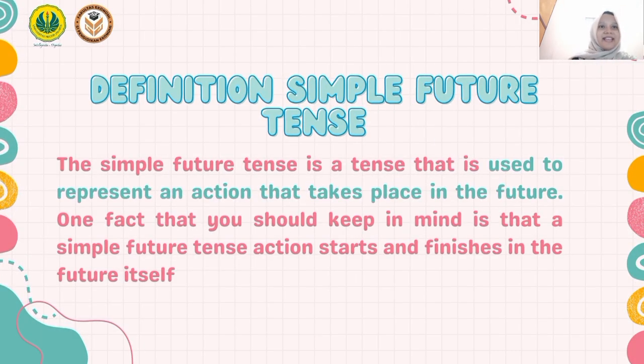Simple future tense is a tense that is used to represent an action that takes place in the future. So one fact that you should keep in mind is that simple future tense starts and finishes in the future itself. So both the start and the end are in the future.